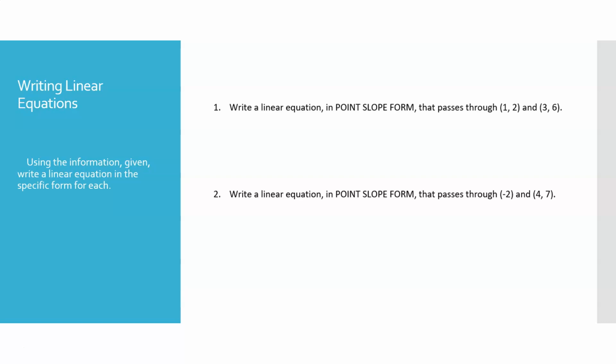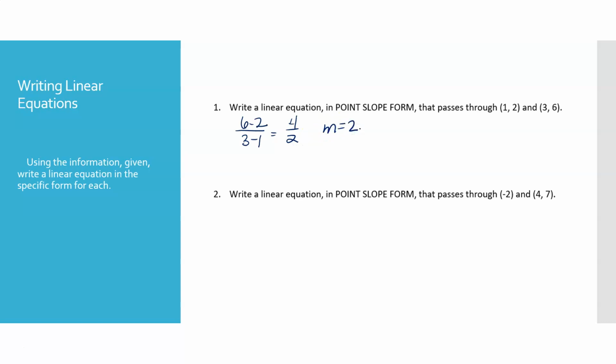Number 1 says write a linear equation in point slope form that passes through the points -1, 2, and 3, 6. I'm sorry, 1, 2, and 3, 6. So we're going to find the slope first. So I have 6 minus 2 over 3 minus 1. That gives me 4 over 2. So my slope is 2.